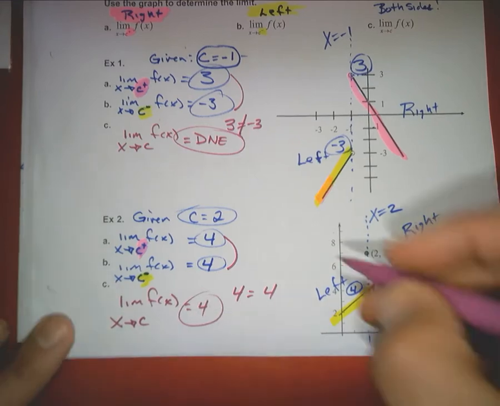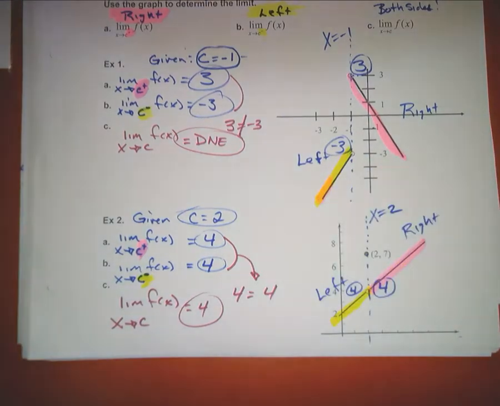Okay? So again, if 4 equals 4, then I've got a limit. If the limit from the left and from the right are different, like in example 1, the limit does not exist. It does not have an intended height or a limit at that value. Okay? You guys have any questions there?